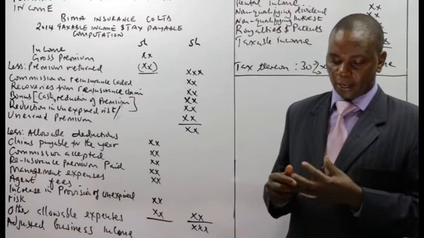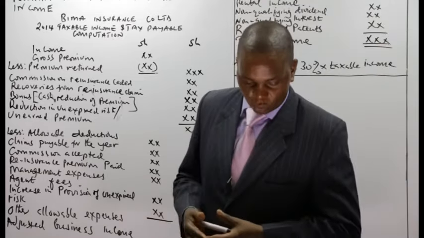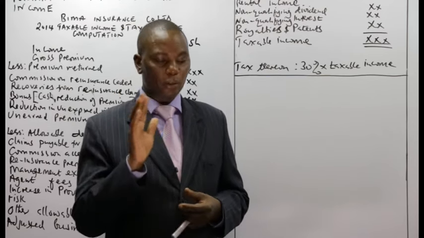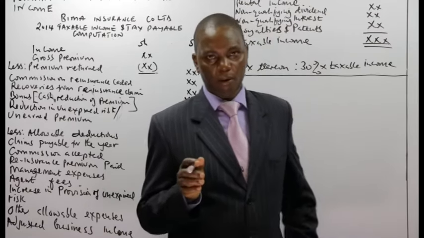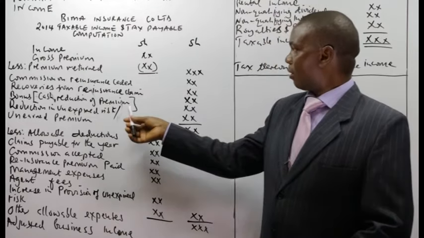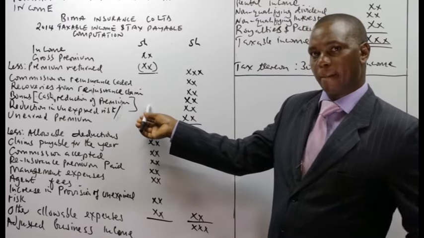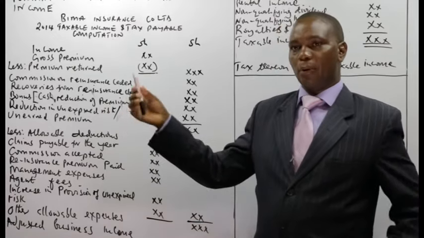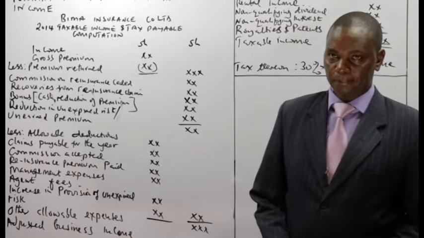Then, what is this bonus in reduction of premiums? It is a bonus which is not paid to the policyholders, but is used to reduce the premiums payable. So it is the one we are calling here the bonus in reduction of premiums. In this case, it's being treated as an income because if this was not to happen, then the policyholders would have paid the premiums to the insurance company.